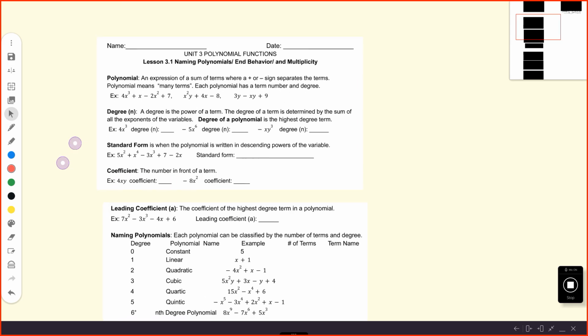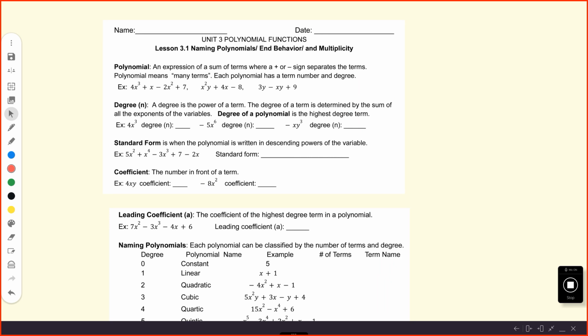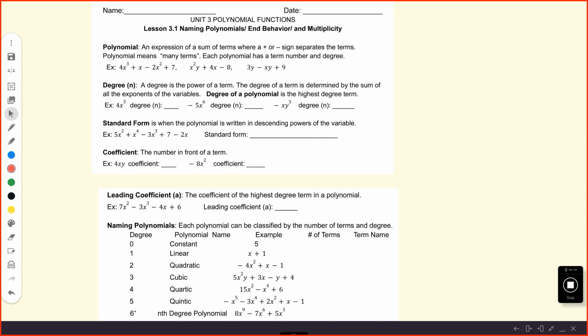All right, so lesson 3.1 is just naming polynomials, end behavior, and multiplicity. So the goal here is to determine the degree of the polynomial, determine the end behavior using the leading coefficient test. I'm just reading our goals here. And then the last one is determine the behavior of the graph at the zeros. Okay? So let's start with the definition of a polynomial.